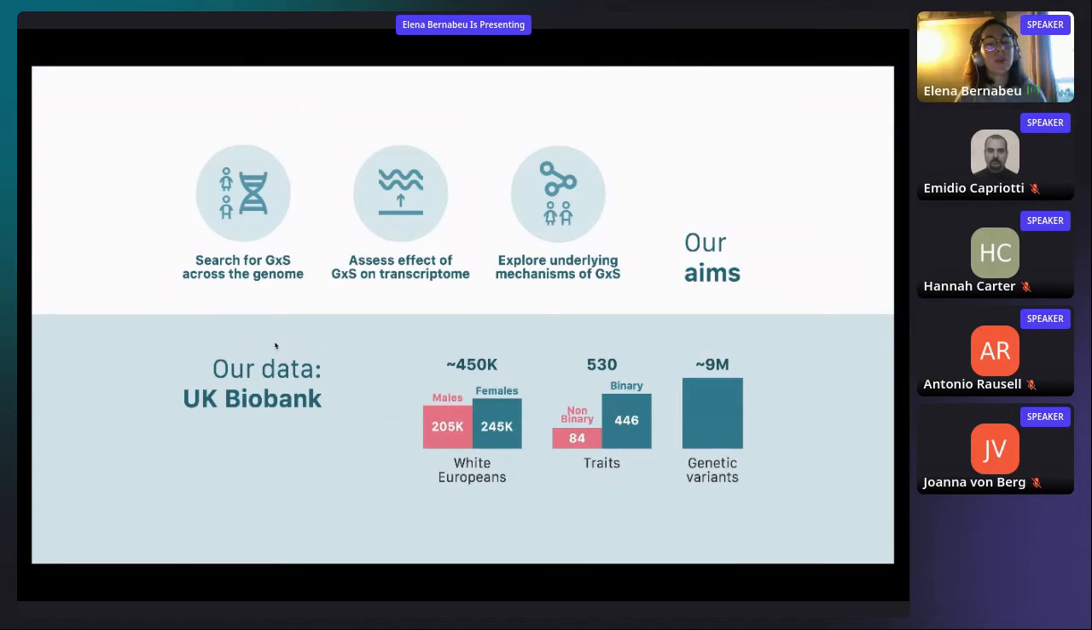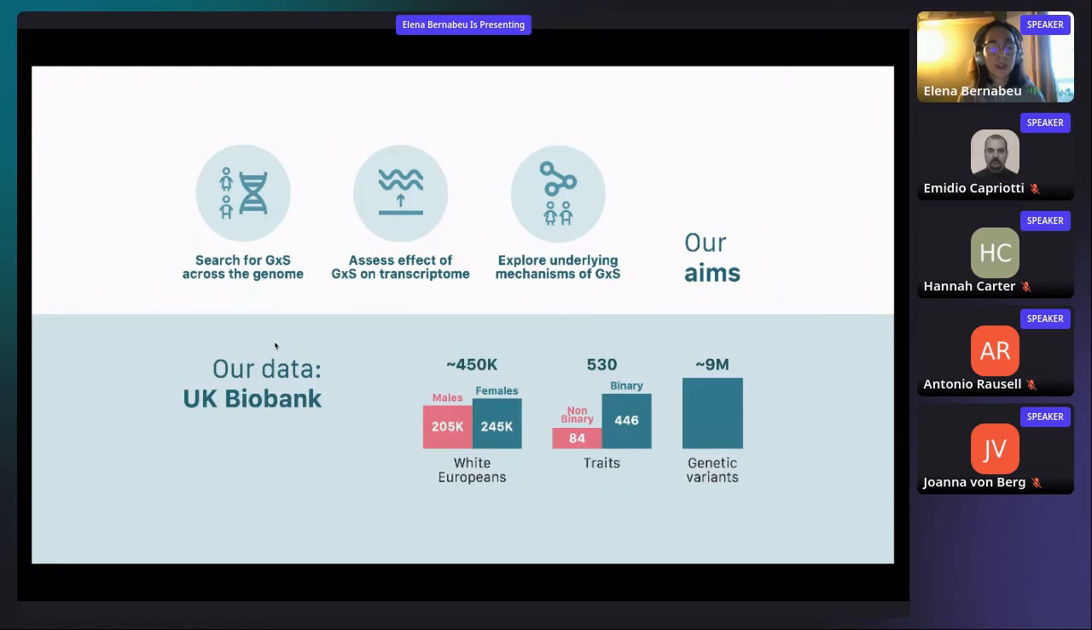So our aims with this study were, first of all, to search for gene by sex interactions across the genome, establish the extent across both the genome and the phenome, and then also to shed light on potential mechanisms on how these gene by sex interactions could explain some of the differences observed in phenotype. We tried to assess the effect of gene by sex on the transcriptome, as well as to explore underlying mechanisms.